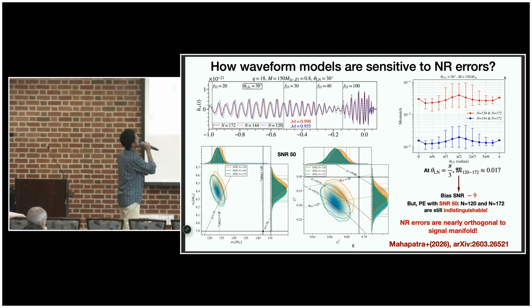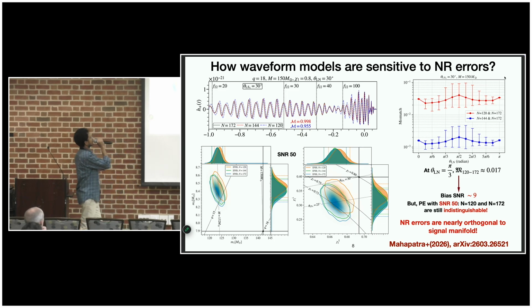One thing I want to emphasize is the way we estimate the distinguishability criteria. We translate mismatch to a bias SNR, and it turns out that in this case it's around 10 or so. But if you look at the PE, this is PE with SNR 50, and the models are still indistinguishable, right? The blue and the green, 144 and 172, just lie on top of each other. 120 is visibly distinct, but still not distinguishable at SNR 50. But the mismatch prediction gives 10, right?